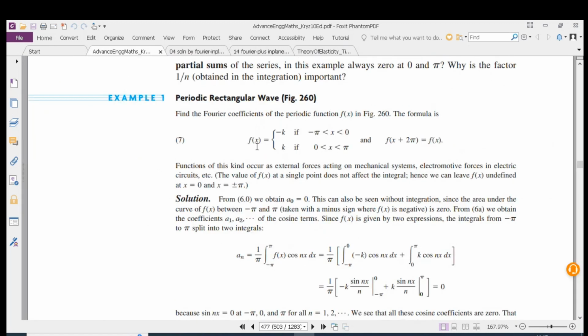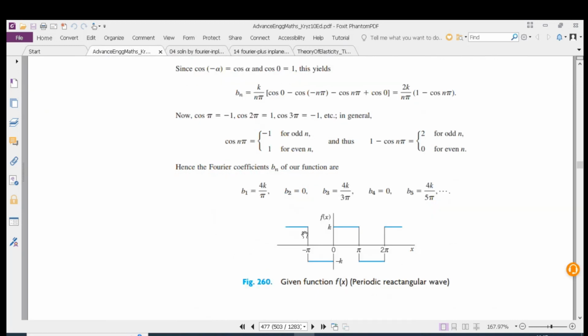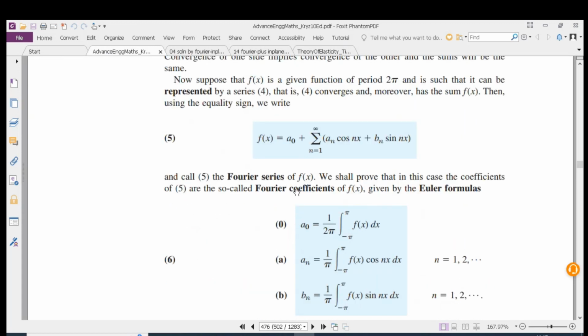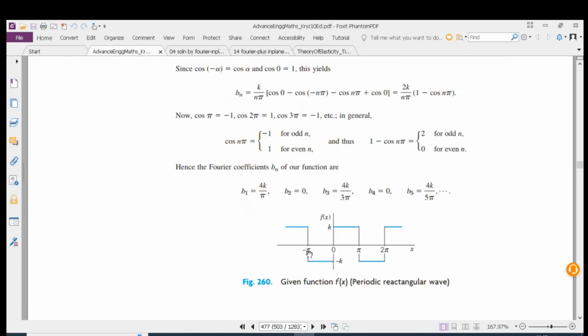Now, this is another example where we have a function value equal to minus k when x is between minus pi and 0, and f of x is equal to k when x is between 0 and pi. The function is given to us over here. Since the period of this function is 2 pi, it would make sense to use the Fourier series in terms of period 2 pi. So between minus pi and plus pi, we have the function value equal to k between 0 and pi, and equal to minus k between 0 and minus pi.